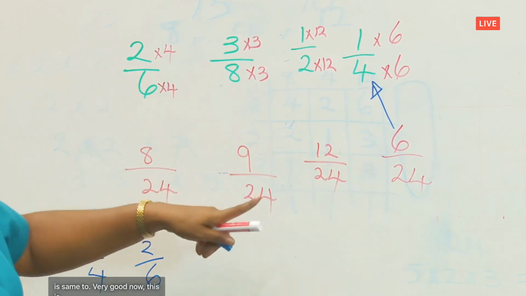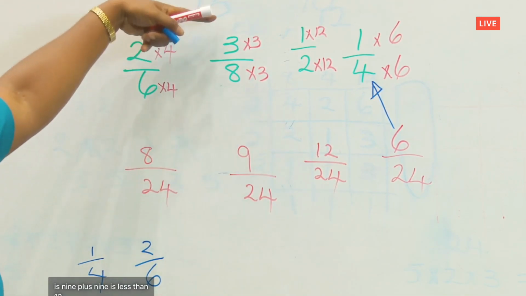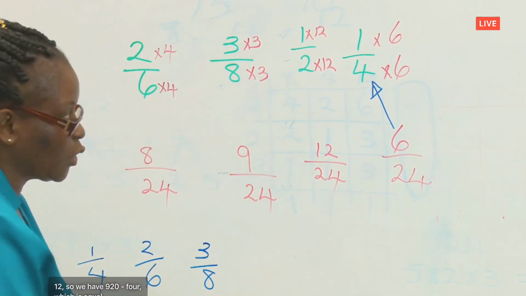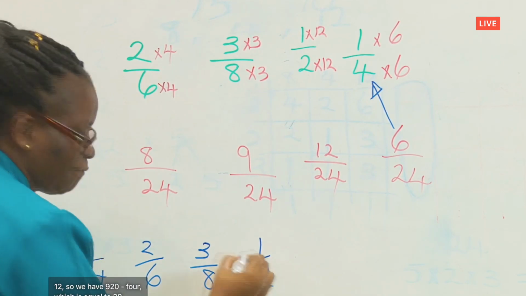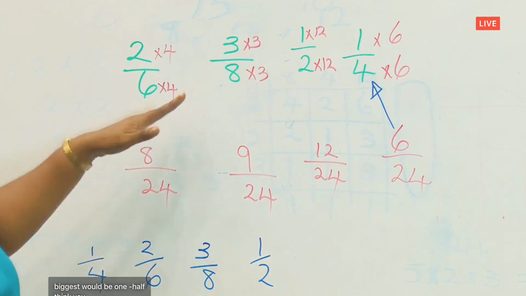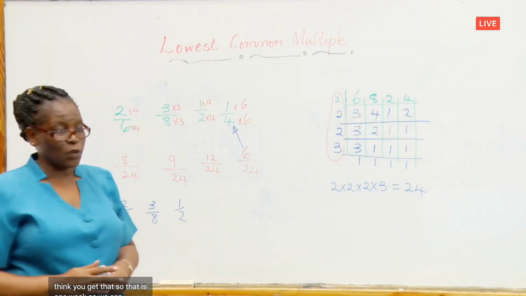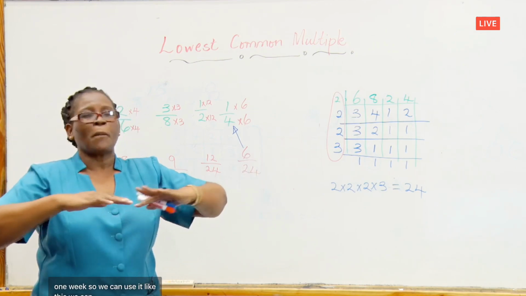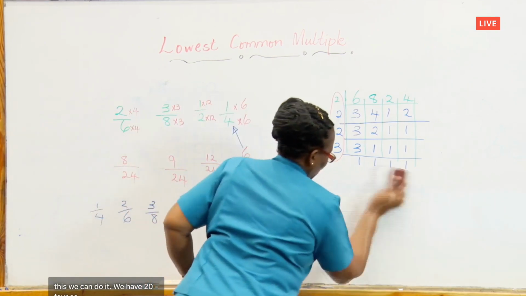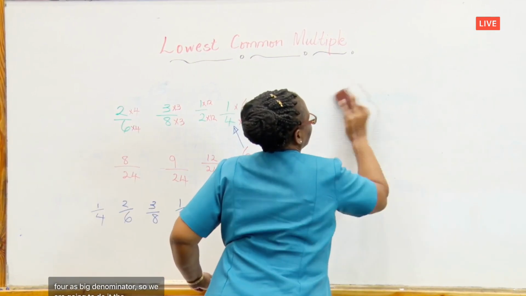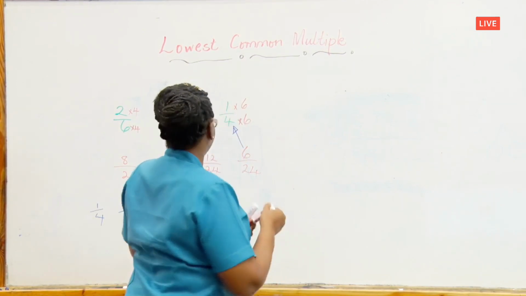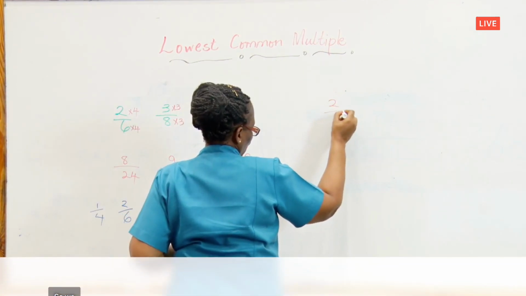Yes, so 8/24 is same as 2/6. Very good. Now this is 9 because 9 is less than 12. So we'll have 9/24, which is equal to 3/8. And the biggest would be 1/2. Think you get that? So that is one way. We can do it where we have 24 as our big denominator. So we are going to do it that way now.